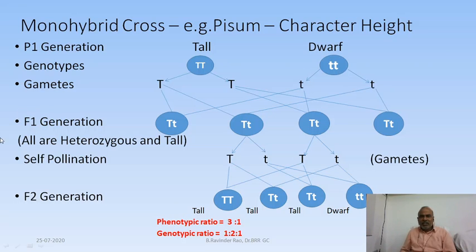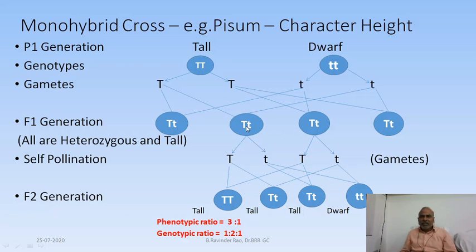Now he wanted to test the purity of these tall plants. In the F1 generation he got tall plants, and in the P1 generation also there is a tall plant, and both have the same height. So he wanted to test whether these tall plants are real tall plants. To find that out, he conducted what is called self-pollination. Self-pollination, that means capital T and capital T of the same genotypes. So making a cross between two same genotypes is called self-cross or selfing, we say.